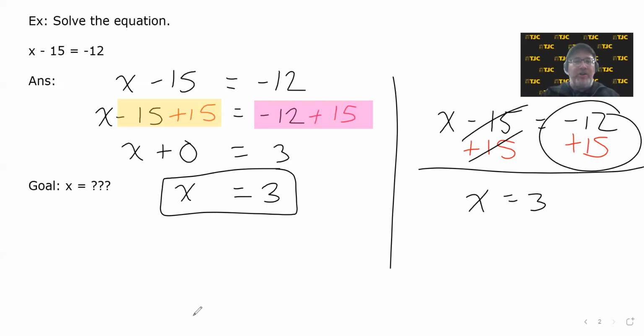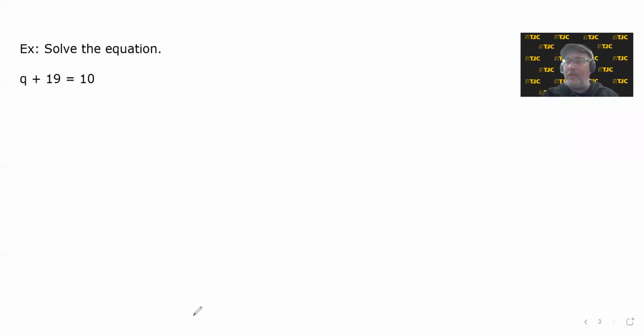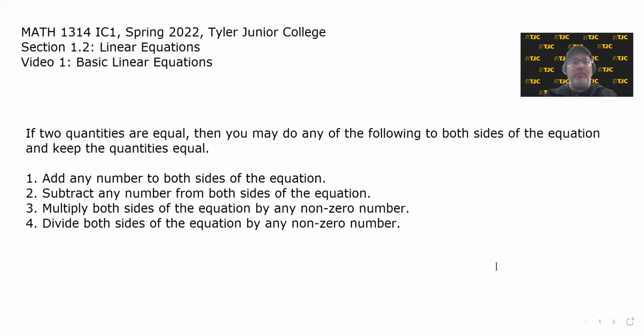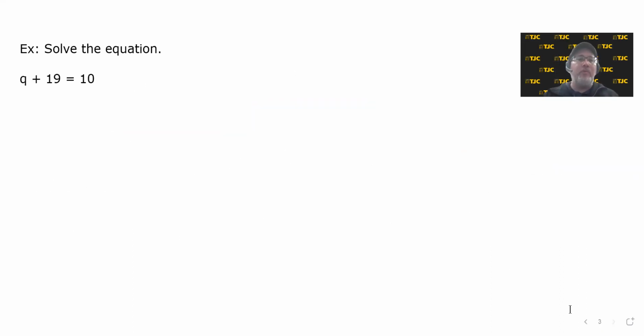All right, so let's take a look at another one, but this time we're going to have to use subtraction to get the job done. And I wonder what problem is going to invoke subtraction. If you were thinking an addition equation is going to invoke subtraction, then you would be correct. Again, remember, our 4 moves are pretty straightforward. We can add, subtract, multiply, or divide any number we want to preserve an equality. It's just that when we multiply or divide, we can't do it with the number 0.